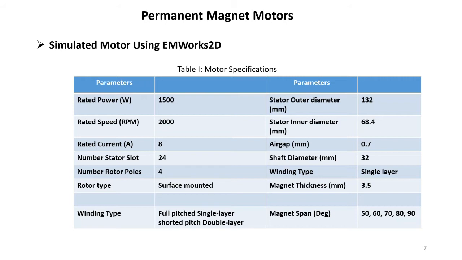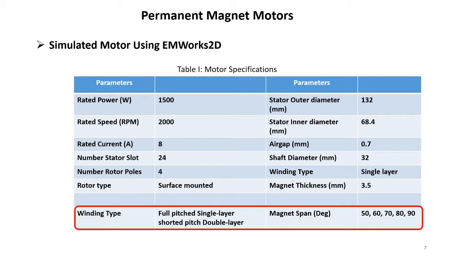The rated speed is 2000 RPM, and the geometrical dimensions, you can see, like the outer diameter of the stator is 132, the air gap is 0.7 millimeter, and so on. And to reach the purpose of this presentation, we decided to study two main things.